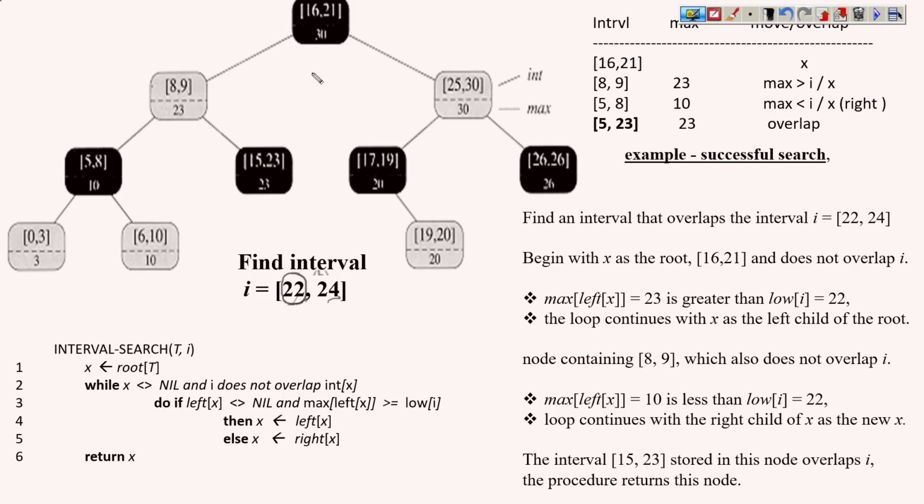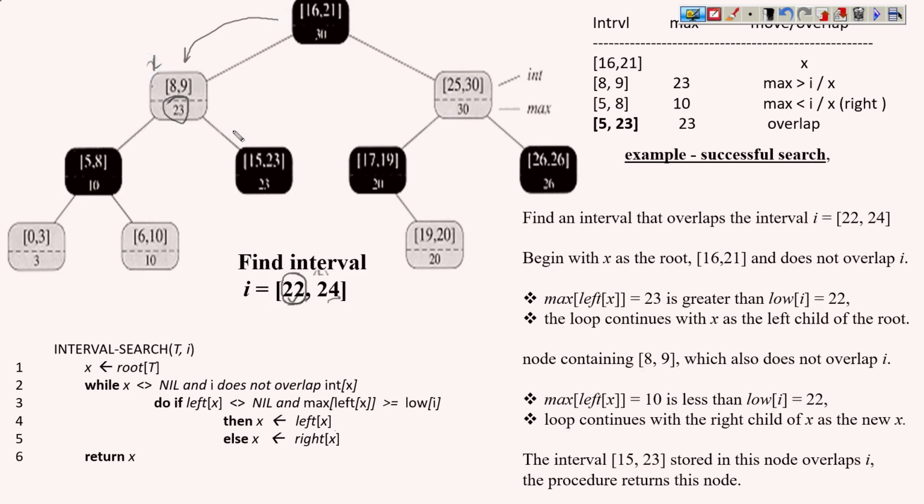They are not coming in the boundaries of any of the two intervals. So now we have to decide where to move. What we do, we have an algorithm here. We look to the left. In the left subtree, we look to this value. Now this value 23 is more than 22. So whenever we find that this max of left x is more than low of I, then we go to left. So that means we are moving here. So x will be here.